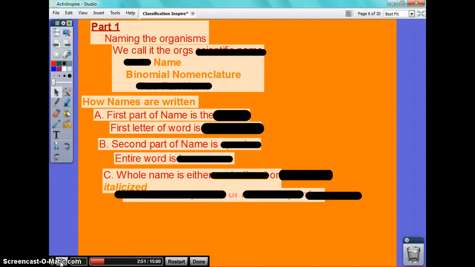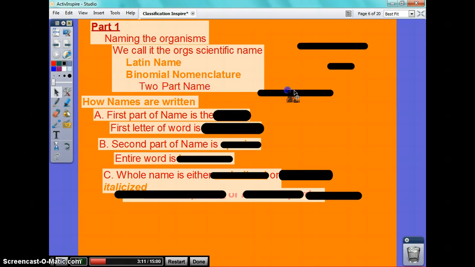Well, it comes from the genus and the species, as you guys mentioned. We call it the scientific name. It's in Latin, as Christopher said. And anybody know what binomial nomenclature means? Bi means two. Nomial being named, so it's a two-part name. Nomenclature being named. All right, so we write the name. The first part of the name is the what? Genus. And the first letter of the word is, look at it, capitalized.